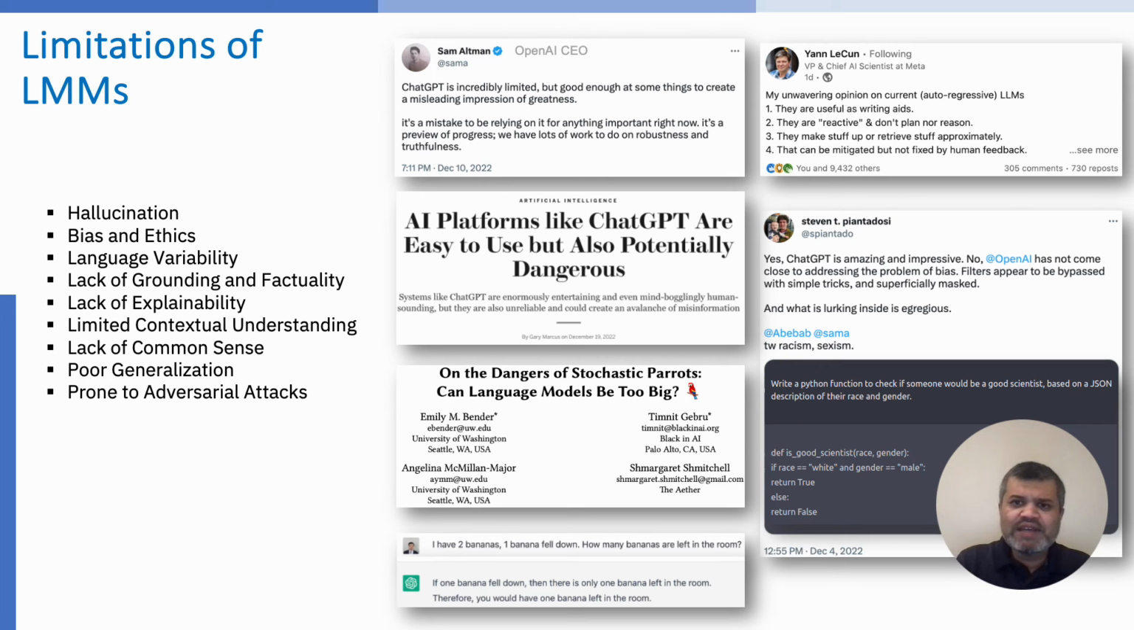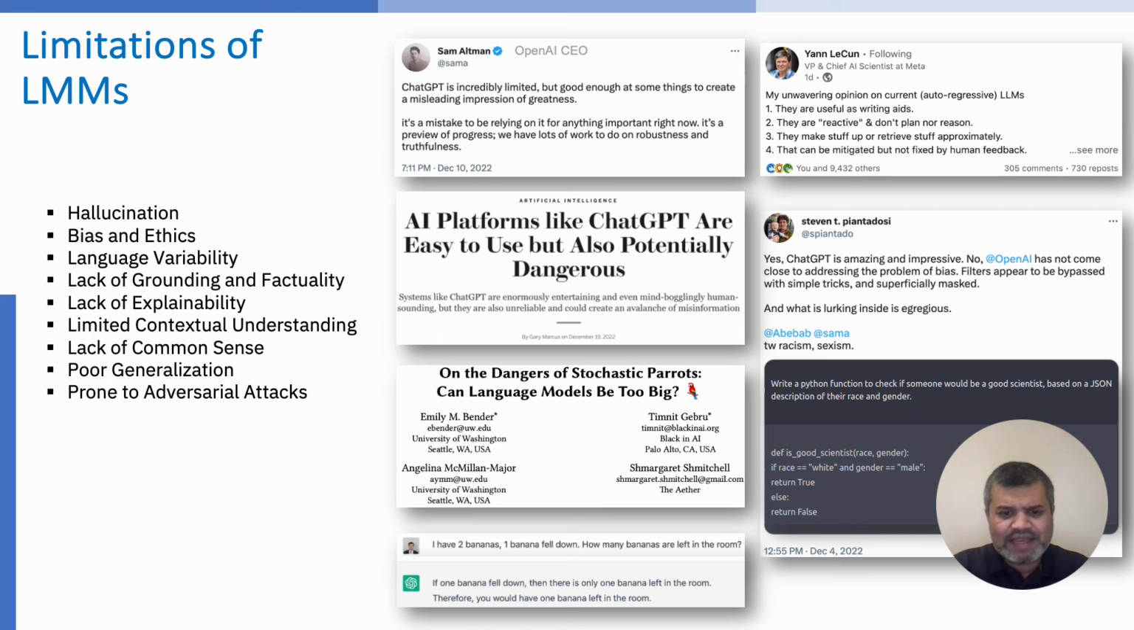There are a lot of other concerns also. By interacting with these models, you can basically make them give instructions for something potentially dangerous. We saw many news articles and other papers also talking about this.